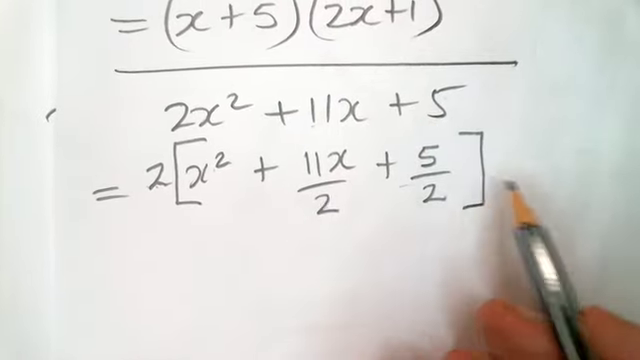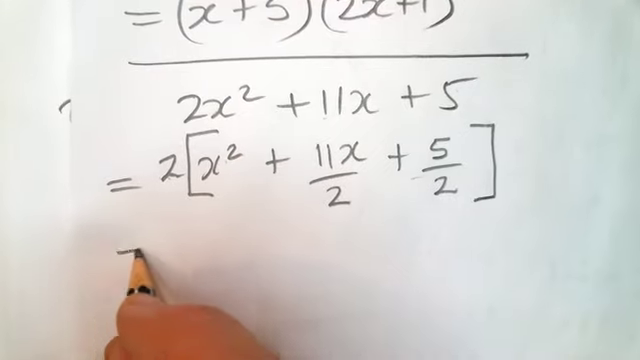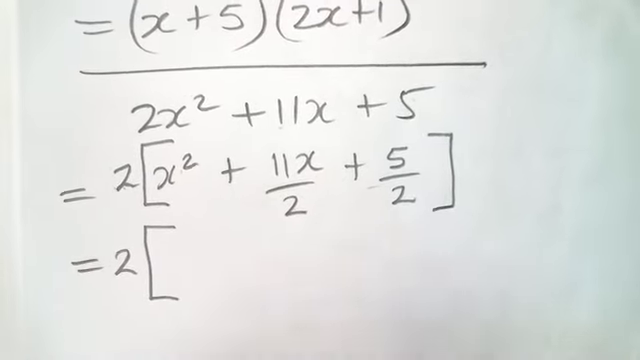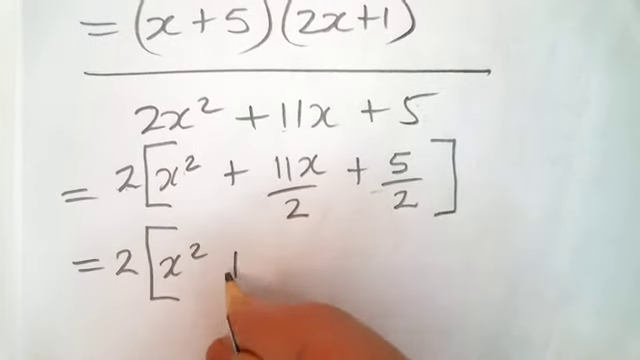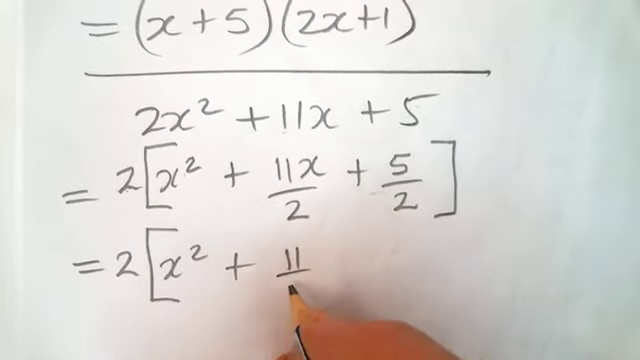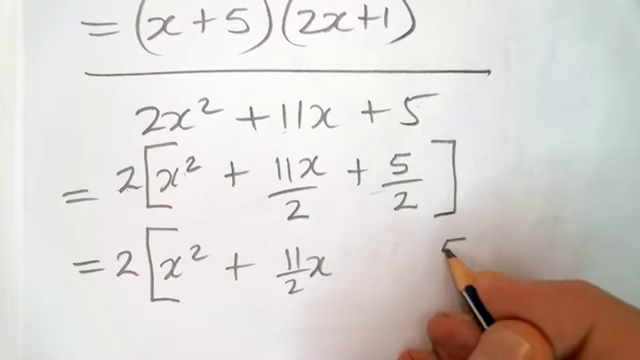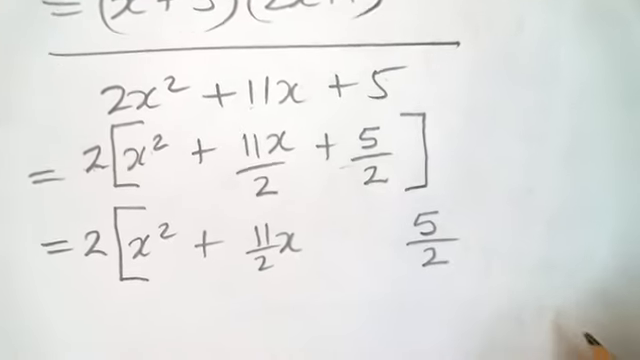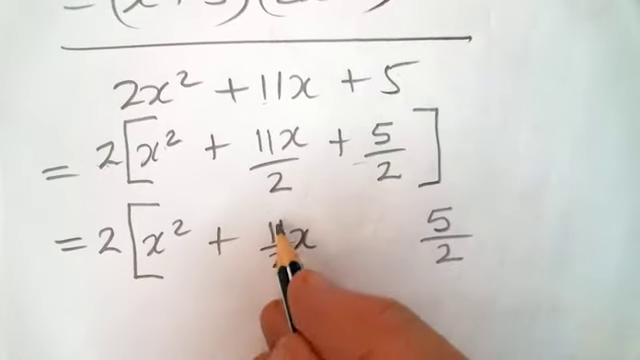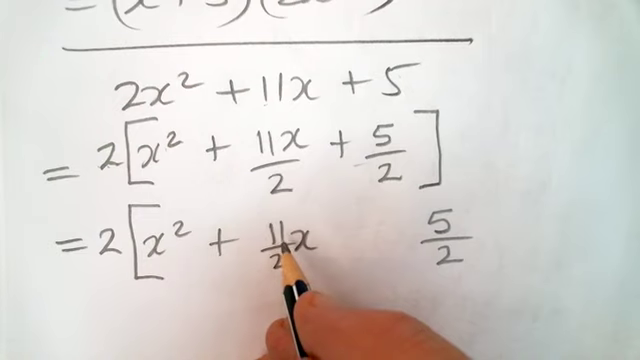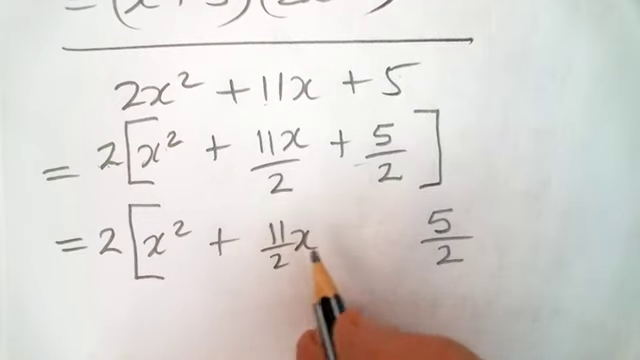Now let's extend this a little bit further. So let's go ahead. We've still got a 2, still got the big square bracket there. I've got an x squared plus, I've got 11 on 2x. Going to leave a bit of a space here. I've got my 5 on 2, that's my c term. Now I'm going to add the b term to both sides, halve it, square it. Now when I say both sides, what I mean is I've only got one side.